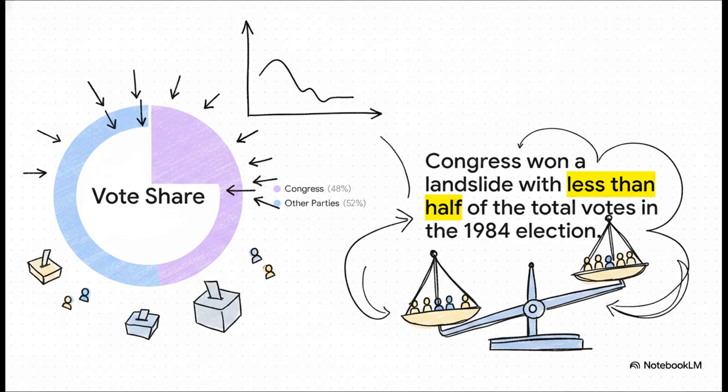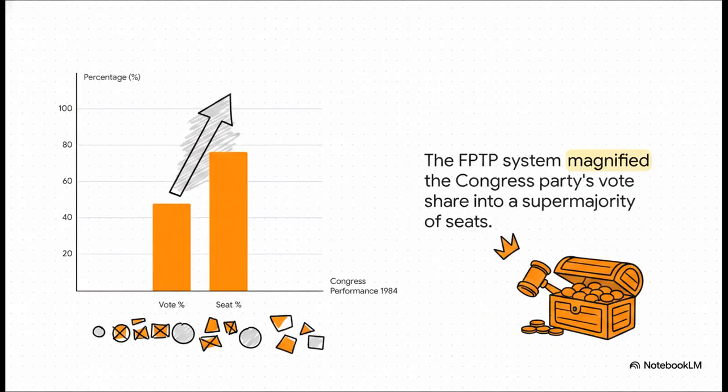See that? Even in what was considered a historic landslide victory, the winning party still got less than half of all the votes cast. In fact, more people voted against them than for them. And this chart just nails the powerful, almost magical effect of the FPTP system. How does 48% of the vote turn into over 76% of the seats in Parliament?